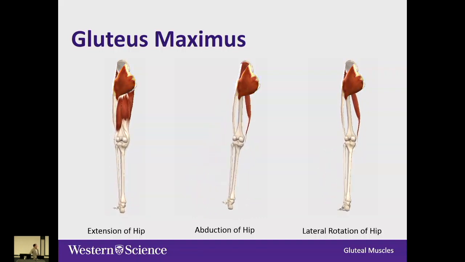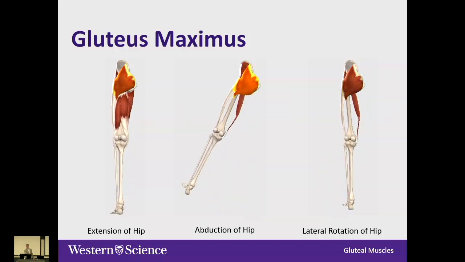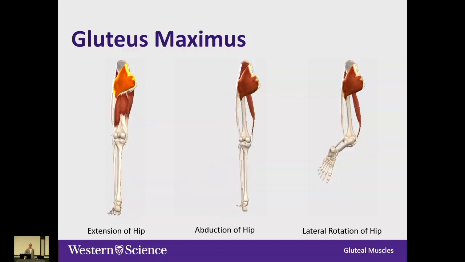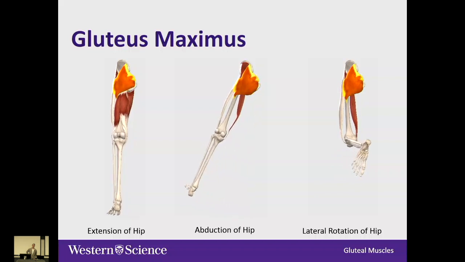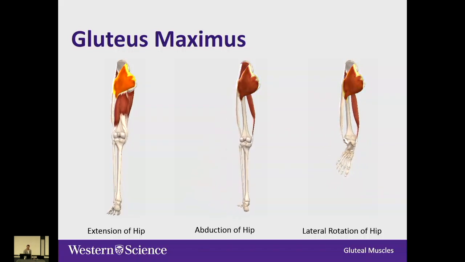And then finally, there's also lateral rotation of the hip. In this case, the knee is bending in this animation. It doesn't necessarily have to be bent for you to still get lateral rotation. And I know you guys are probably sitting right now, but if you even just laterally rotate your leg, you can probably feel your glute muscle starting to contract. Okay, so those are 3 actions for glute max.